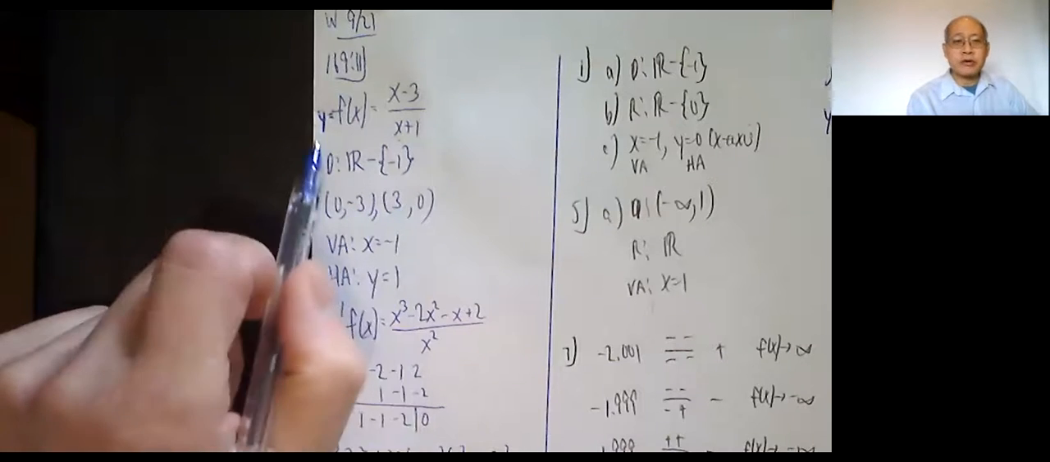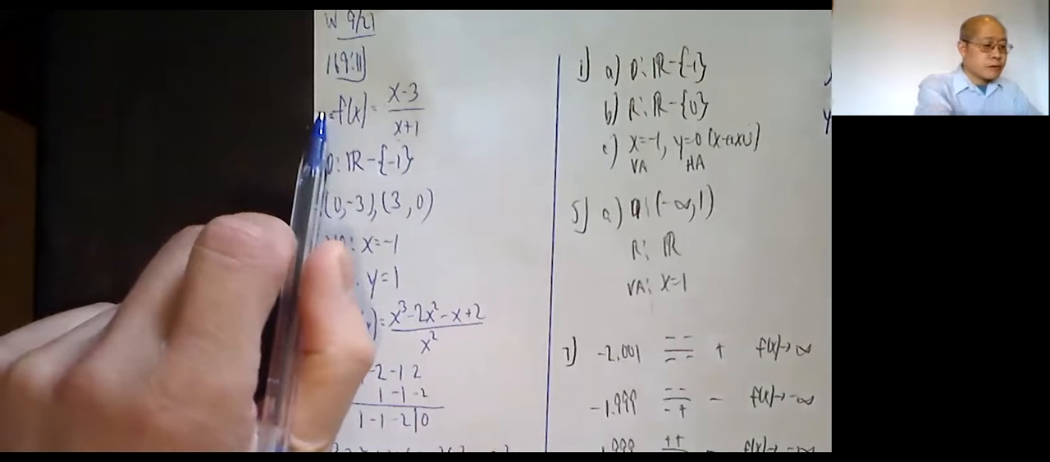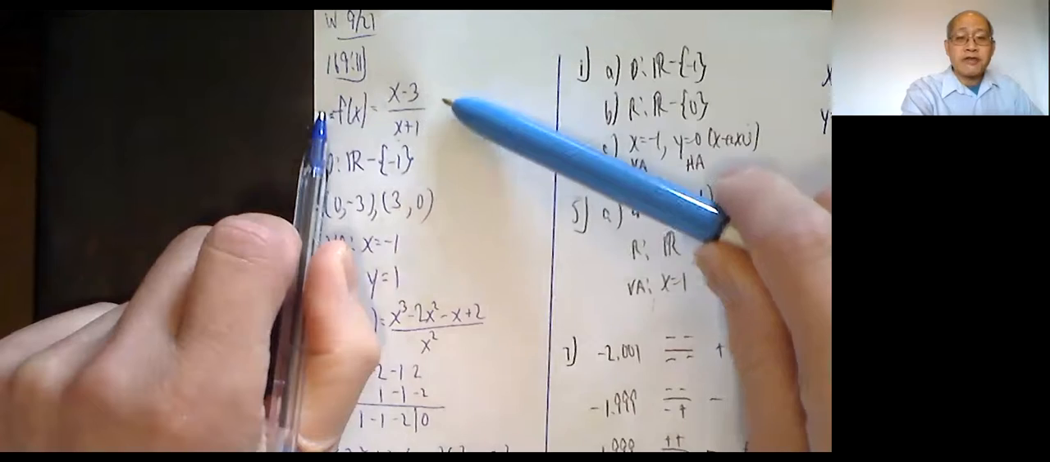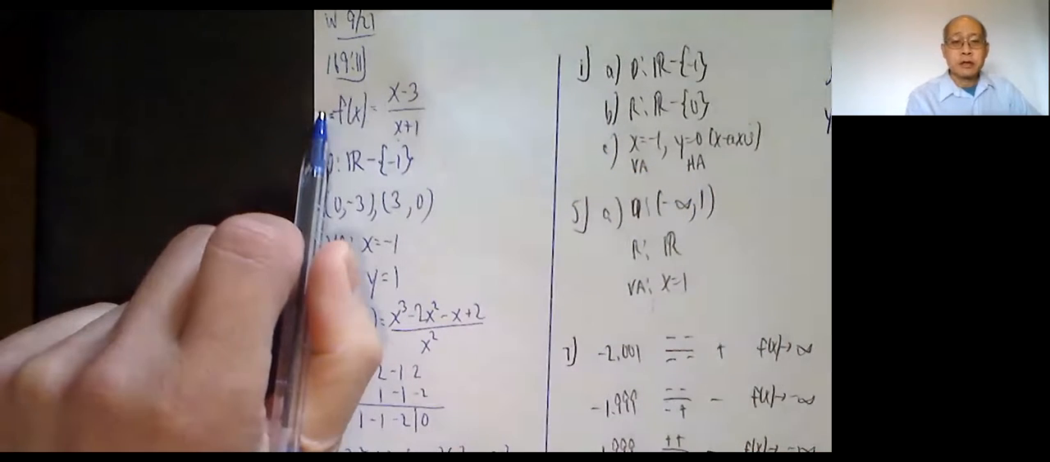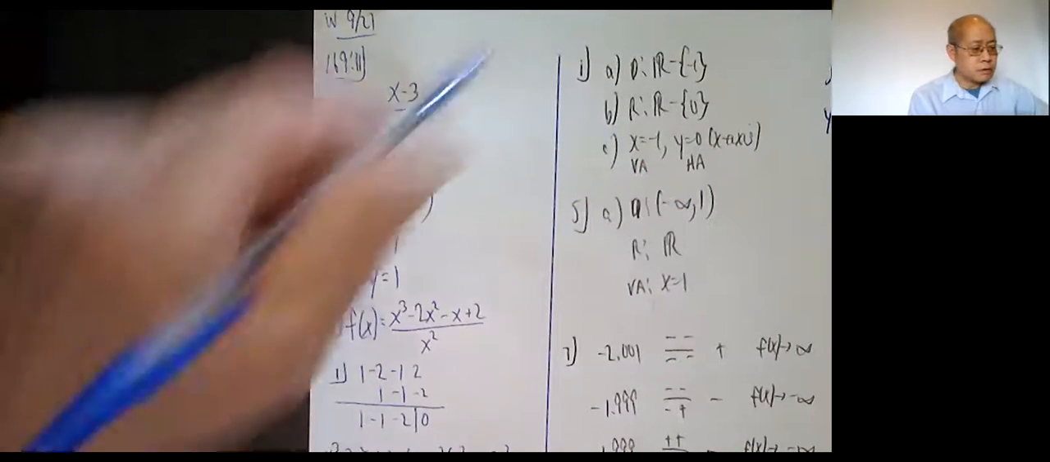And plug in y equals 0. So put a 0 here. Okay. I have a fraction equaling 0. When is a fraction equal to 0?